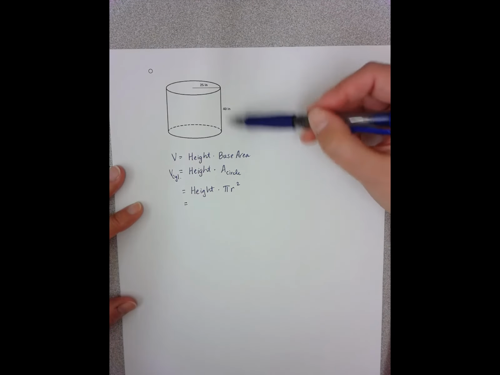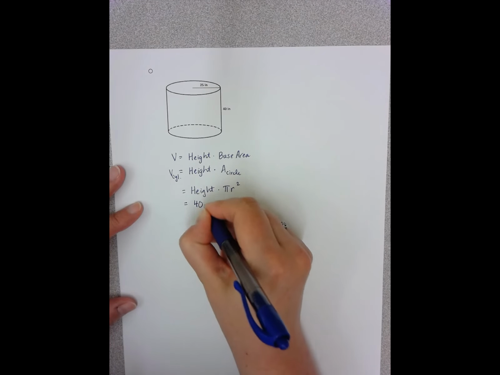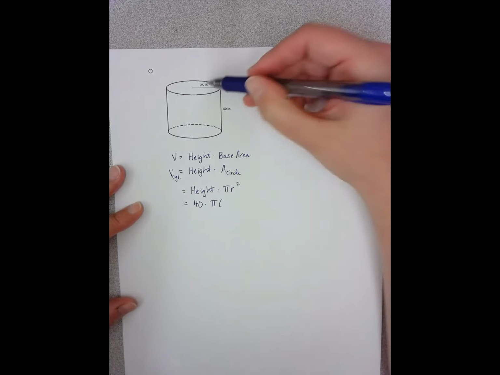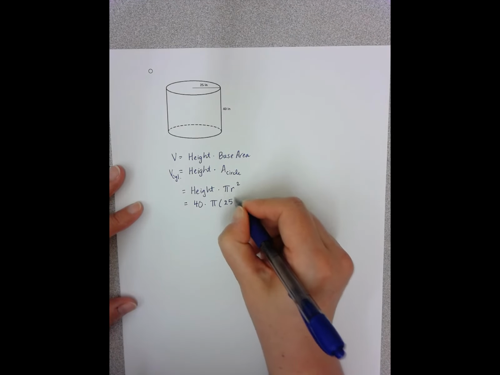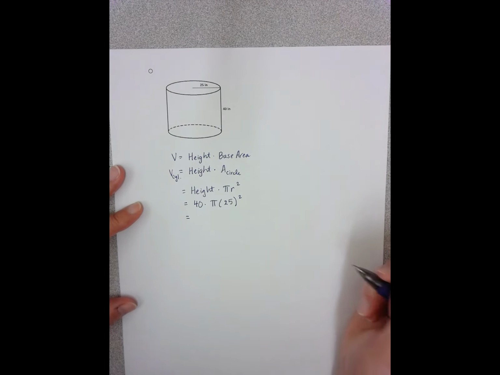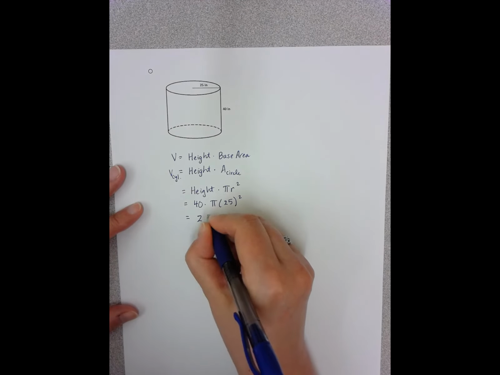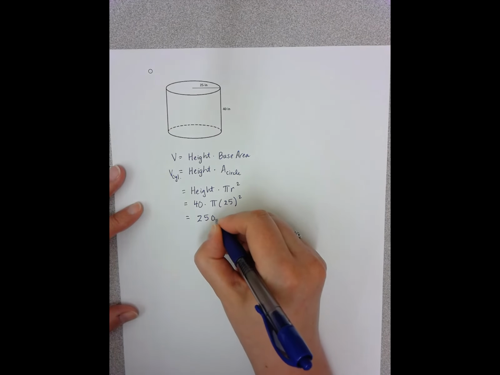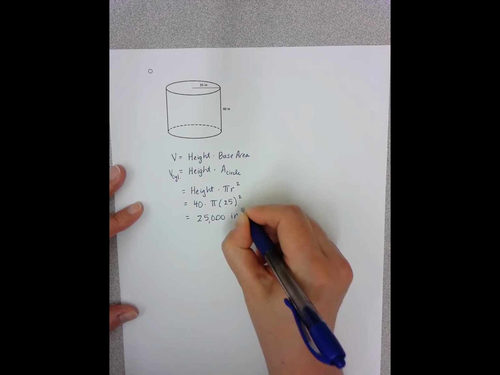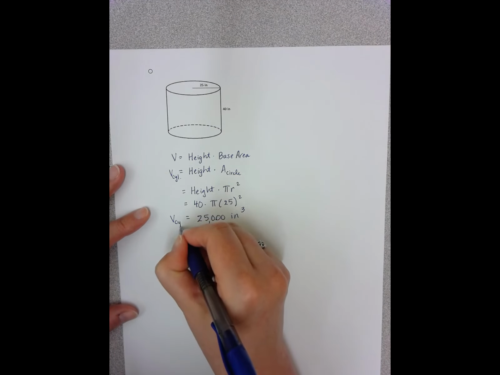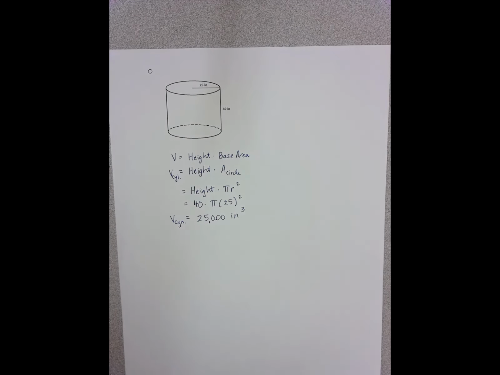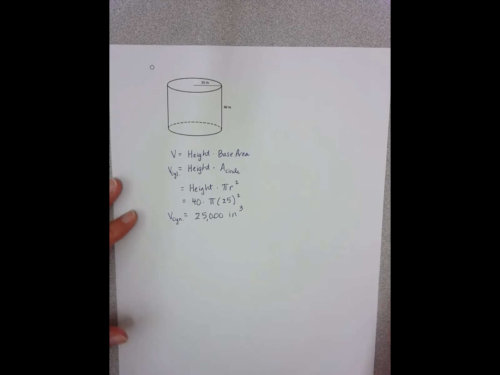My height here is 40 inches, and my radius is 25 inches. I simplify this and I end up with 25,000 pi inches cubed. Again, remember when we're finding volume, we're finding the space an object takes up, and so that's three-dimensional. So the units are cubed.